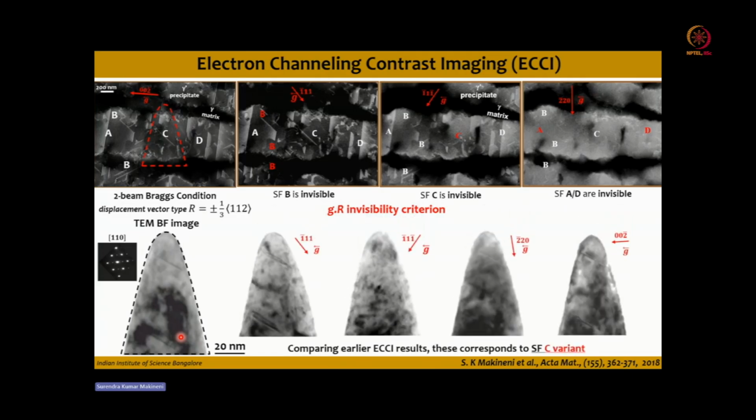Now the same g.R analysis can be performed in TEM also, and you can see that in the condition of 1 bar 1 bar 1 bar, both the faults become invisible. It means that if you compare with the bulk analysis, this particular fault corresponds to the C variant of the stacking fault. And you can claim at which 111 plane it is localized or present. Okay, so both TEM and atom probe can be used to identify the crystallographic nature of these faults.